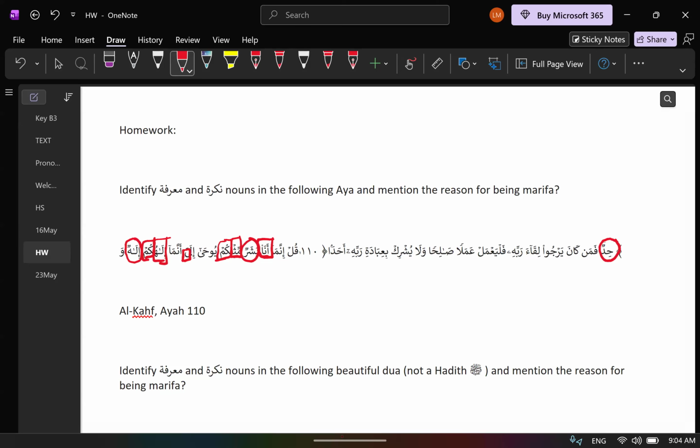Yes. So basharun is nakira. It kind of confused me whether I should say it should be marifa or nakira, because, going back to basharun is nakira, you know what I'm saying? If you remove basharun, for example, ana mislukum.